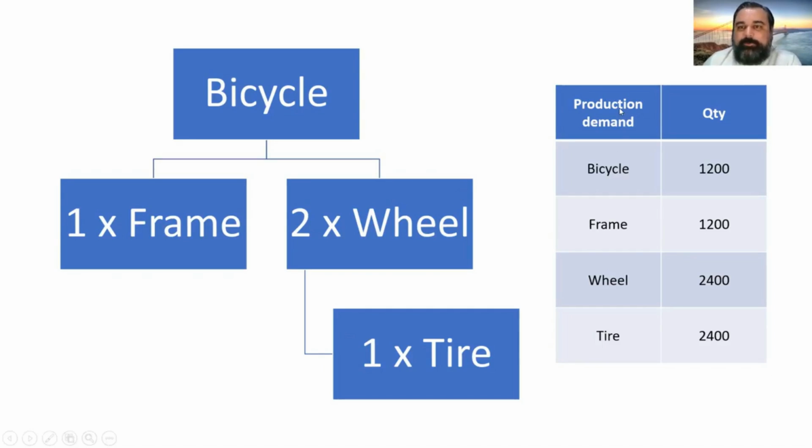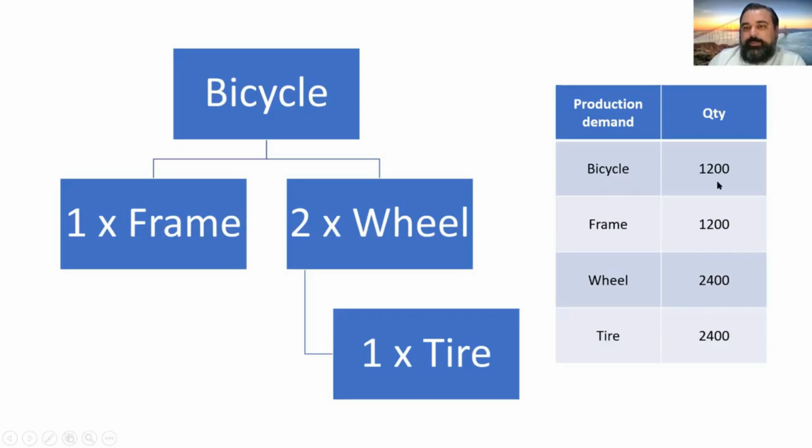And here we have our production demand. These numbers usually come from the marketing or sales department. The sales department brings information about demand, that we have a demand for 1,200 bicycles. So we need to produce at least 1,200 bicycles to fulfill market demand.